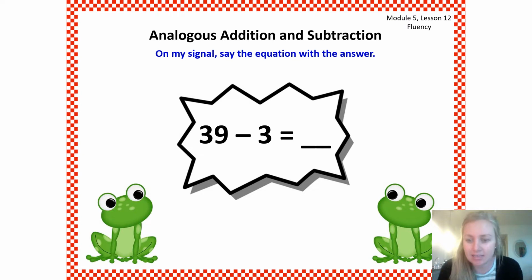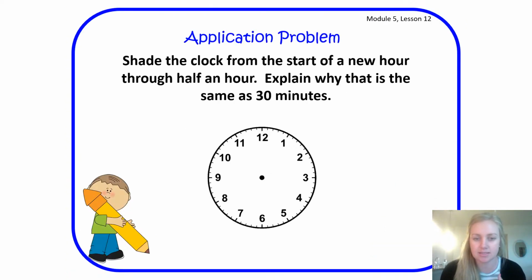If 9 minus 3 equals 6, and 19 minus 3 equals 16, and 29 minus 3 equals 26, what's 39 minus 3? Think big, think big. Say the whole equation. Get ready. Yes, 39 minus 3 equals 36. Great work on those plus and minus problems.